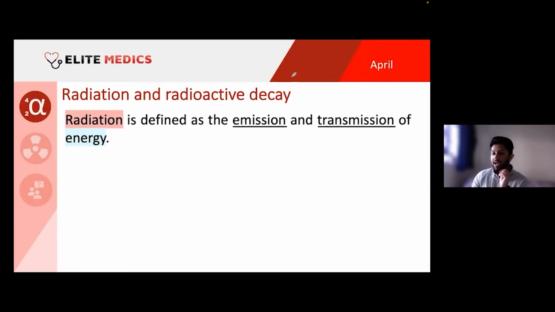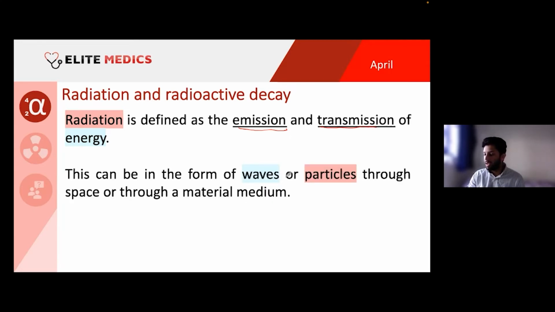Okay. So radiation is defined as the emission and transmission of energy. This can be in the form of waves or particles through space or through a material medium. So what do we mean by emission and transmission? They're essentially relatively similar words to one another. They just mean that we're putting out. So just think of them both as putting out energy, so emitting or transmitting energy.